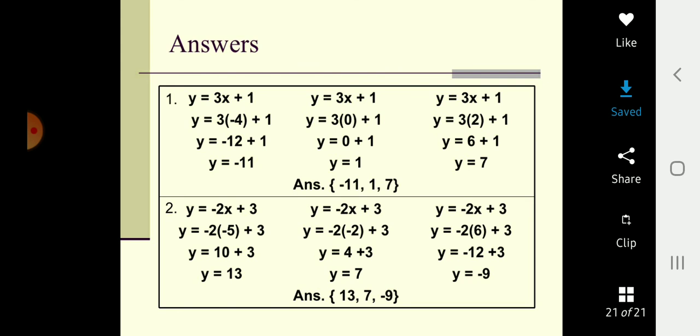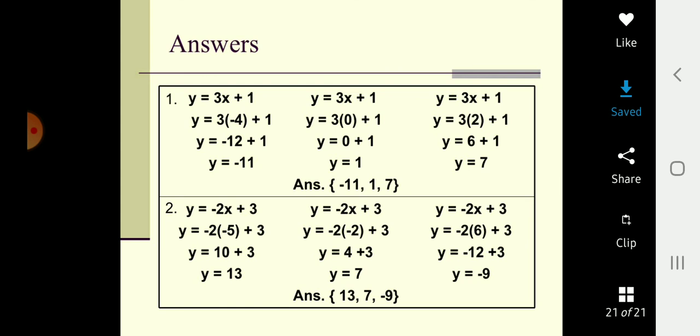So y equals negative 2 times negative 2 plus 3. Negative 2 times negative 2 equals 4. So 4 plus 3 equals 7. The answer is 7. Then y equals negative 2x plus 3 equals negative 2 times 6 plus 3. Negative 2 times 6 is negative 12, plus 3. So the answer is y equals negative 9, because negative 12 plus 3 equals negative 9.